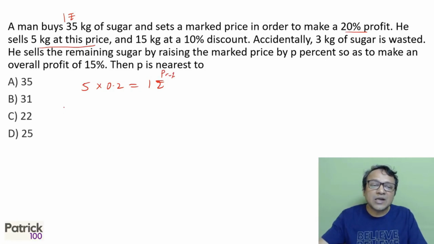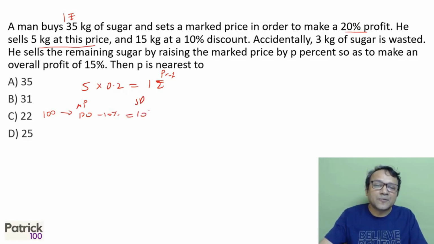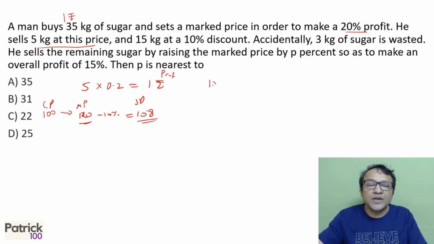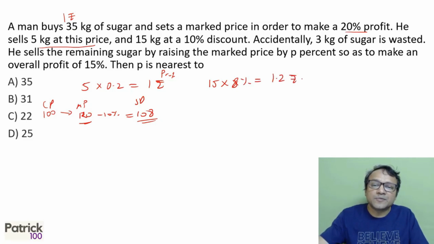Then he gives a 10% discount. Suppose the cost price is 100 and the mark price is 120. Then a 10% discount means the selling price is 108. This is just to find the profit percentage. If the cost price is 100, the mark price is 120, that is 20% more, and a 10% discount will give you 8% profit. So on 15 kgs he made a profit of 8%, which is 1.2 rupees.